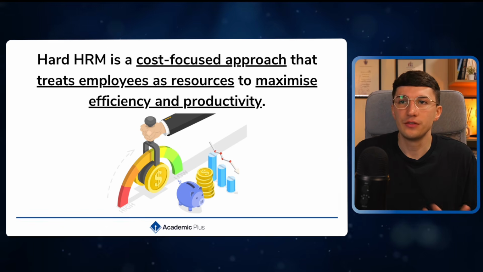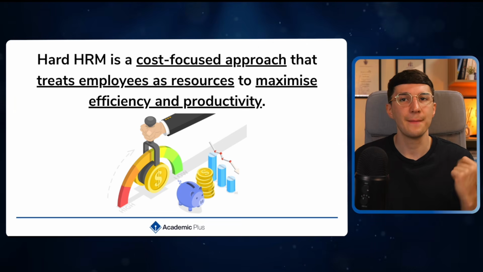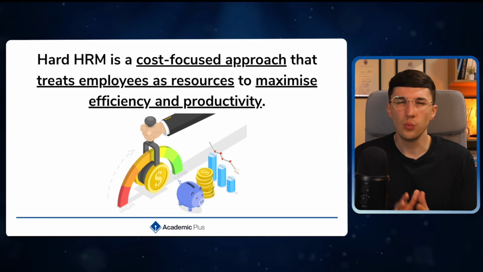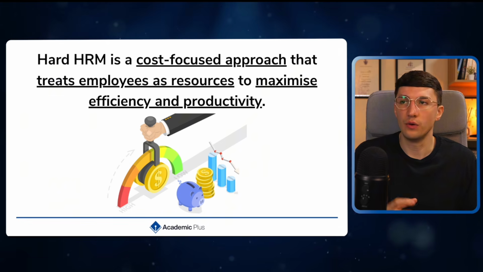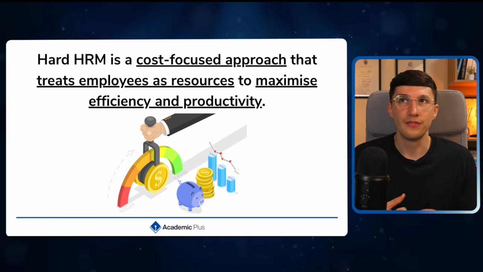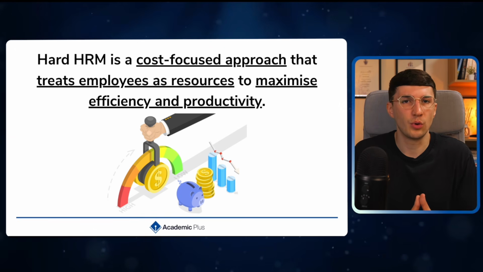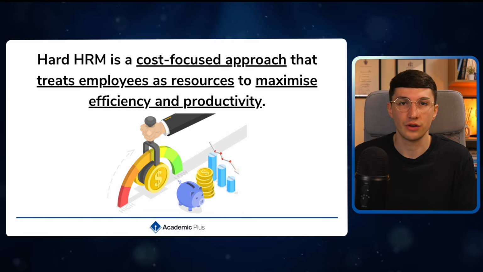So we are just treating those employees as resources that we want to try and maximize efficiency and maximize productivity. So what employees may receive now under this hard HRM approach? Well, they may receive lower salaries. They may not have job security. And as a business, we may look at making employees redundant to try and minimize the costs as a company.